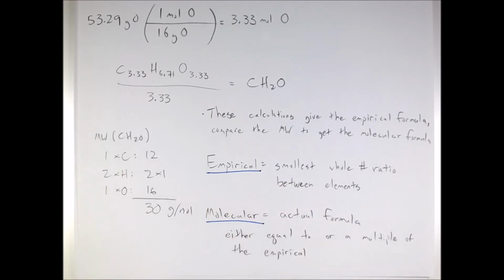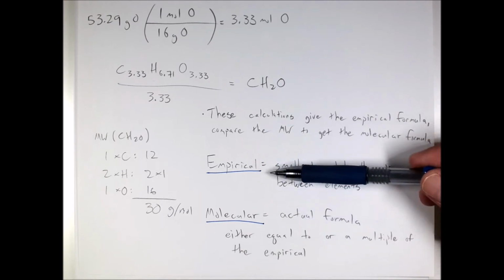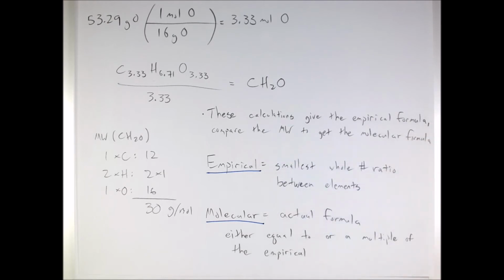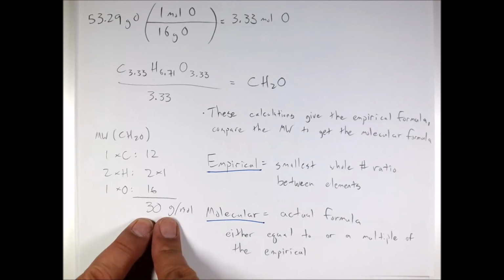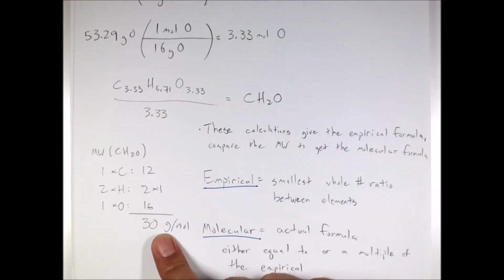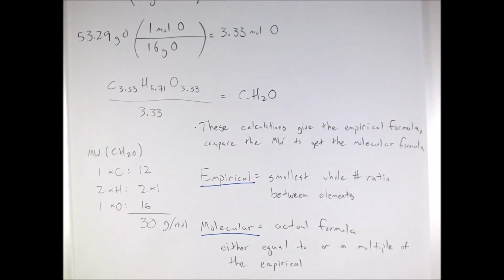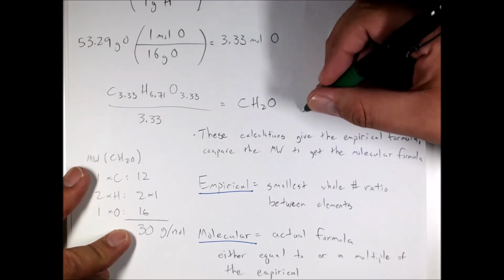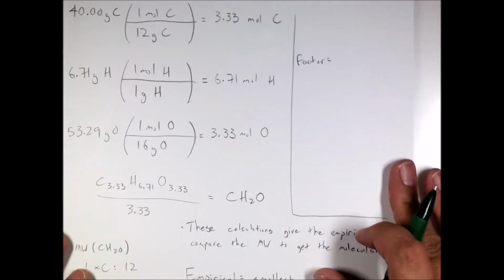So if you ever see a problem like this where they're throwing in a molecular weight, this is probably what the problem's trying to get you to do. It's trying to get you to figure out if you have the empirical or the molecular. So once again, to summarize, if this number ended up being equal to this number, then we're done. If they're not equal, I need to figure out a factor to multiply it by such that they are equal. So what can I multiply 30 by to make it equal to 180? 6.